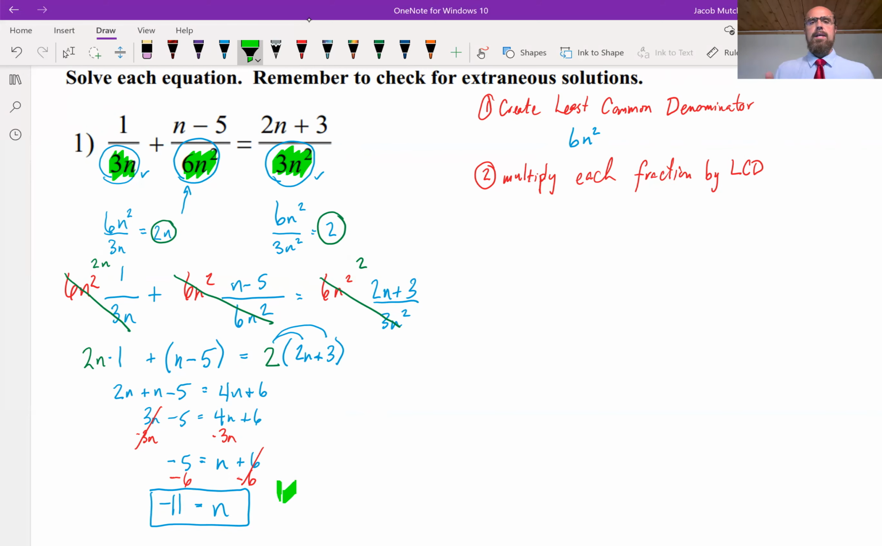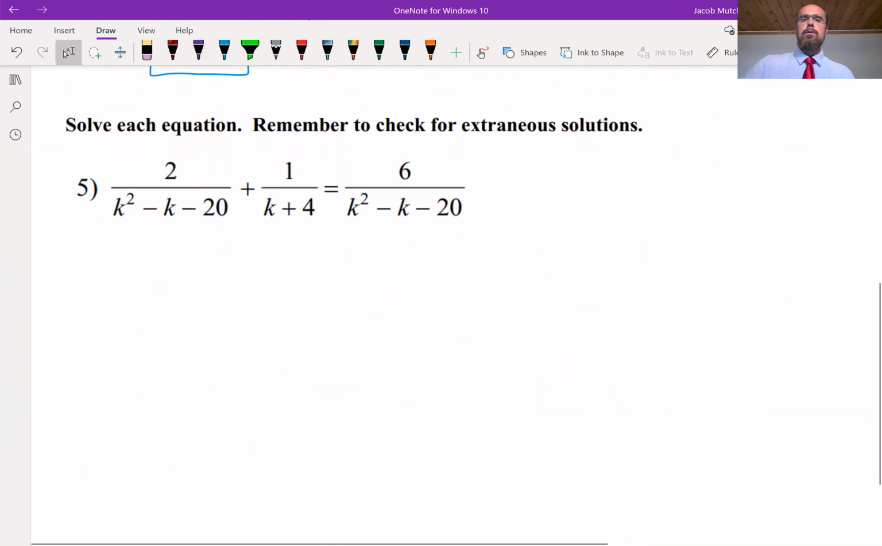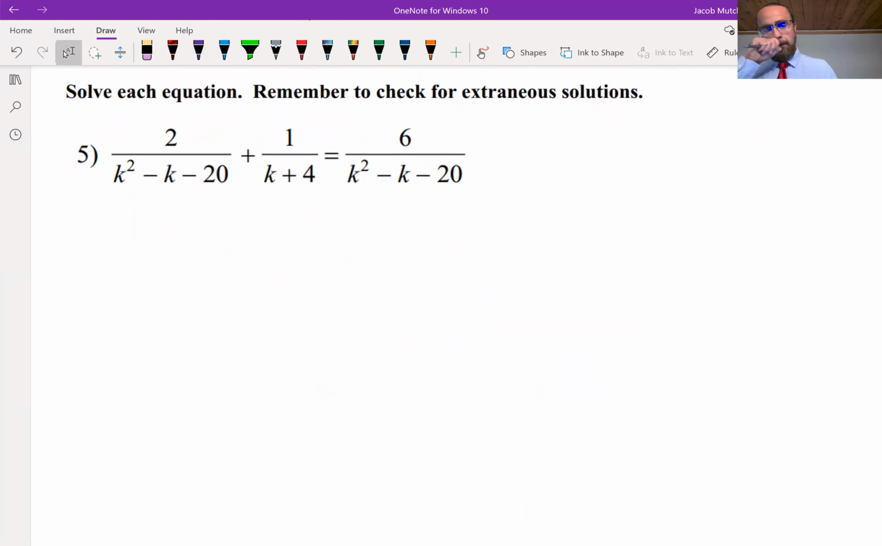Let's take a look at a second example. Notice, because it reduced to a linear equation, we had one solution. That's what we can expect. So notice how this number 5 equation is different.